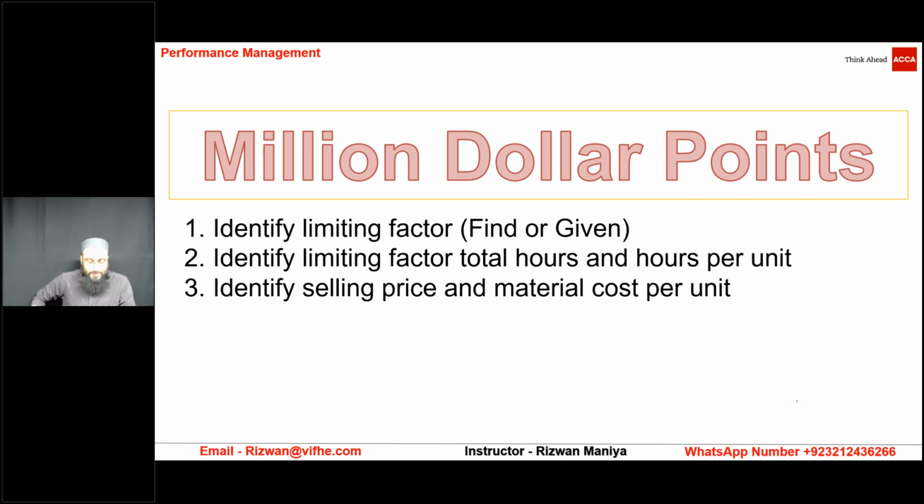They are saying that for a question on the throughput accounting ratio, dear candidates, note down these million-dollar points. Number one, identify the limiting factor. The most important thing while you are reading the question is to find out the limiting factor. You need to find it, or it will be given, and if it is given, you are lucky. If you need to find it, there are different million-dollar techniques that I have through which you can find that as well, but we'll decide this after the question.